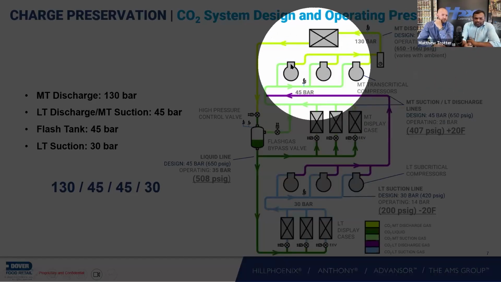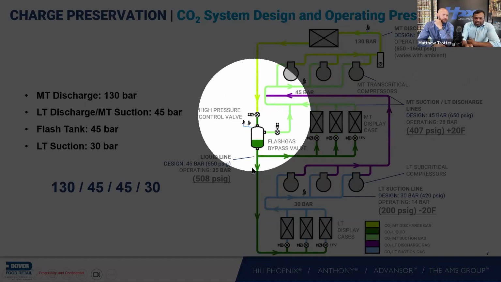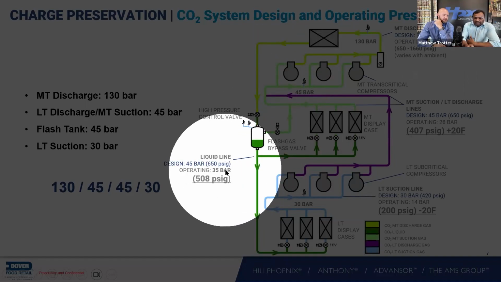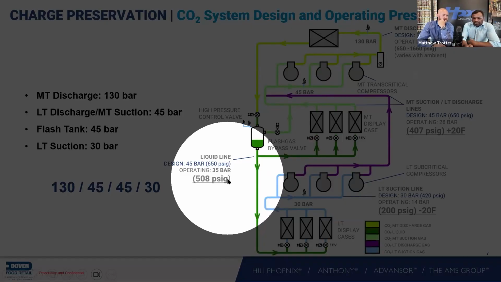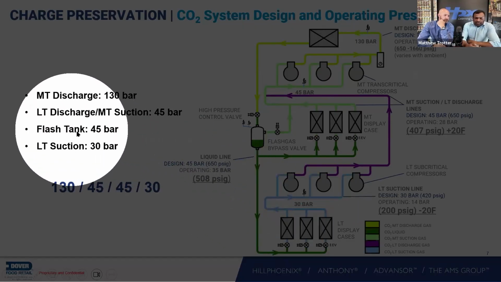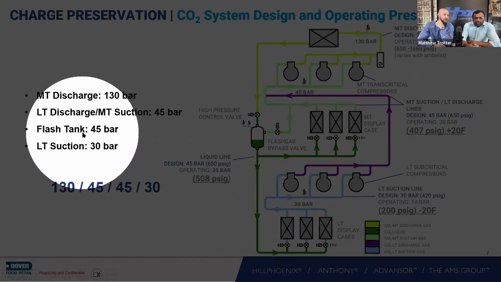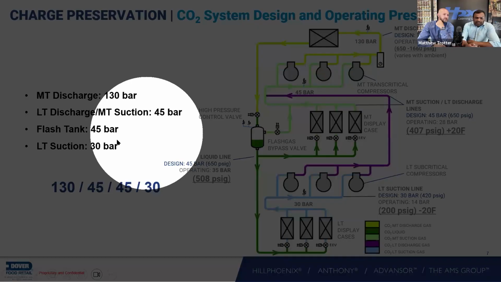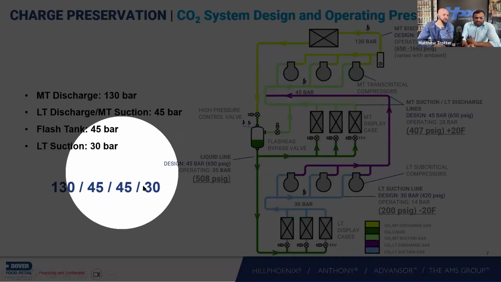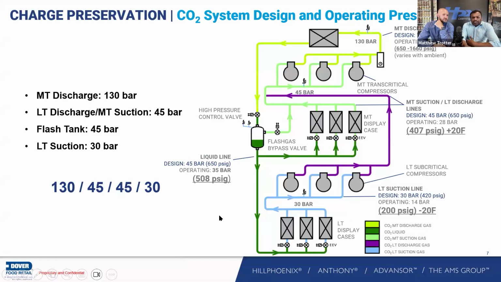And then if you come back here, you have the high pressure valve. After the high pressure valve, you have the flash tank slash receiver, whose maximum design pressure on this design is 45 bar, and operating is about 35. So typically we call this medium temp discharge 130, low temp discharge and medium temp suction 45, flash tank 45, and low temp suction 30 bar. So we call this a 130, 45, 45, 30 bar system design.